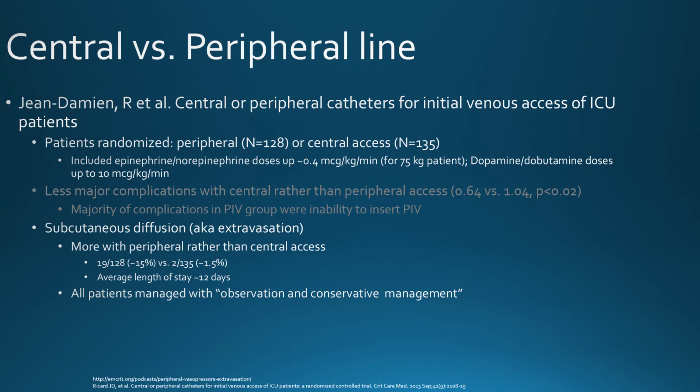Study of central line catheters and intravenous access in ICU patients: patients were randomized to peripheral or central access, including epinephrine and norepinephrine doses. There were fewer major complications with central rather than peripheral access. Subcutaneous diffusion, also known as extravasation, occurred more with peripheral than central access. All the patients were managed with observation and conservative management.